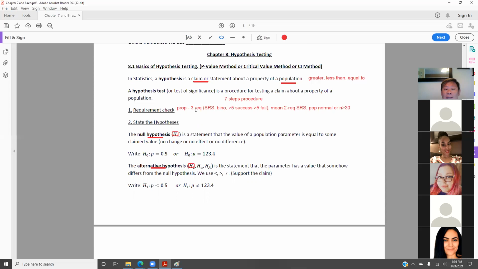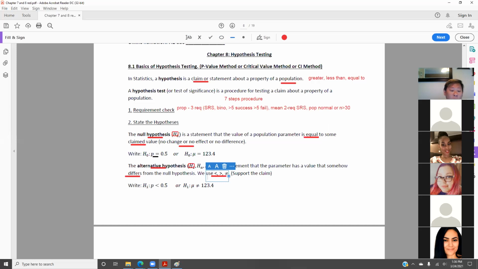What is a null hypothesis? The null hypothesis is where the population parameter is always equal to some claim value. In other words, no change, no effect, no difference. Your null hypothesis is always talking about no change or no effect. But your alternative hypothesis is where the parameter is different from that value, so we always use less than, greater than, or not equal to for the alternative hypothesis.